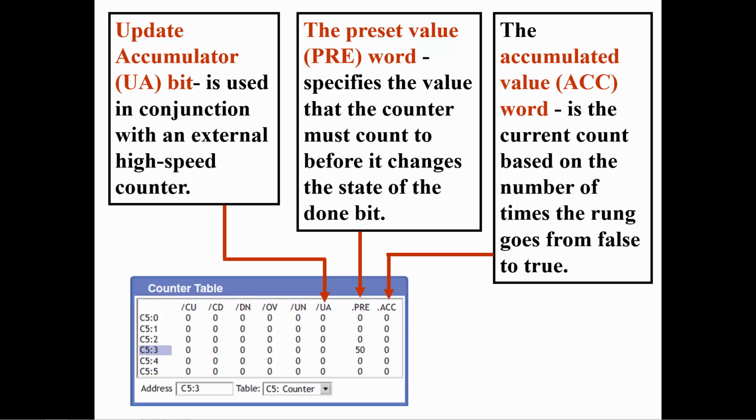The preset and accumulated value work much like they do in timers. The preset represents the value at which the done bit will change state. The accumulated value represents the present value of the count and will change on each false to true transition of the instruction.